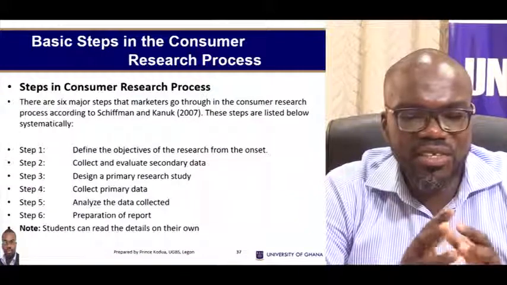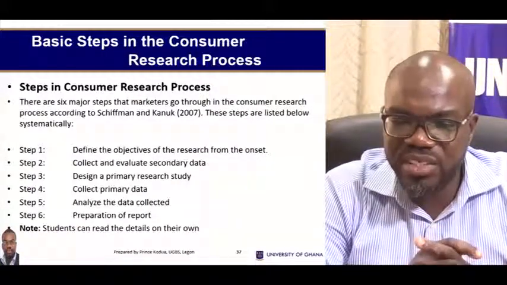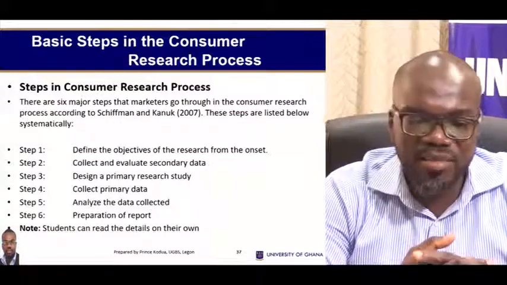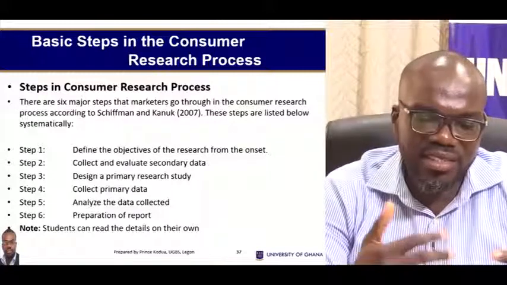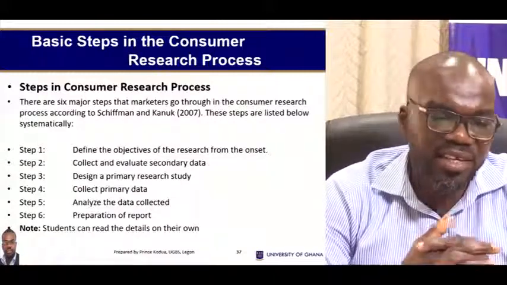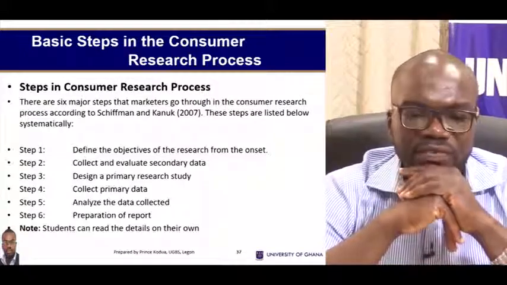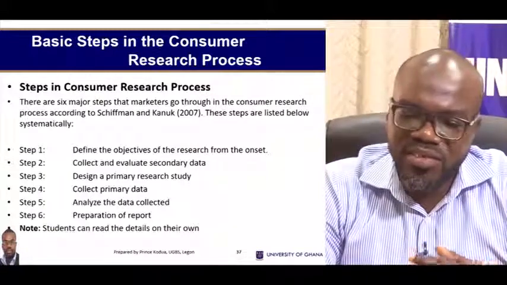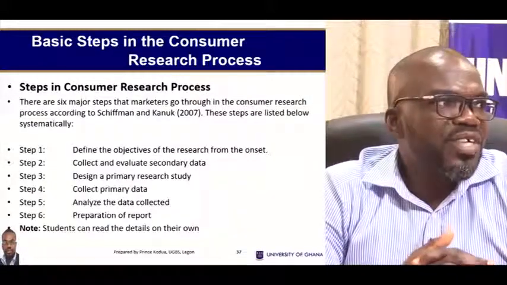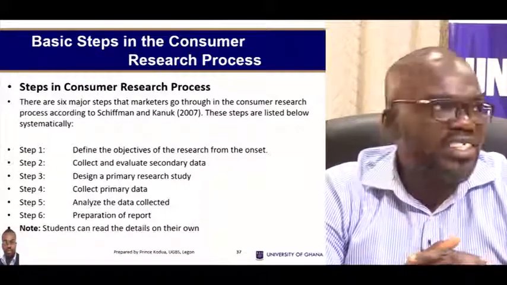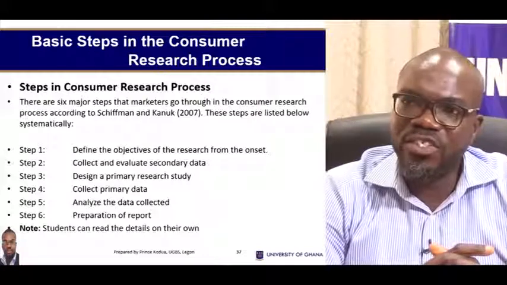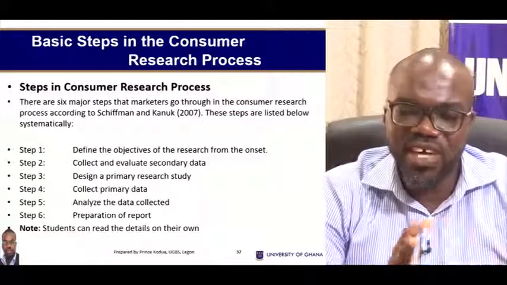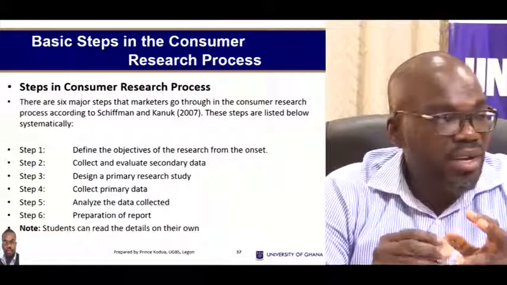Basically, there are 6 major steps that marketers go through in the consumer research process. We are listing the steps systematically. Step 1 is to define the objectives of the research from the onset. When we define the objectives of the research, it will give us a guide. It will help focus our energies and resources. And then, of course, it will serve as a basis for evaluating the entire research process when we are done. It will provide a good direction, among other considerations.